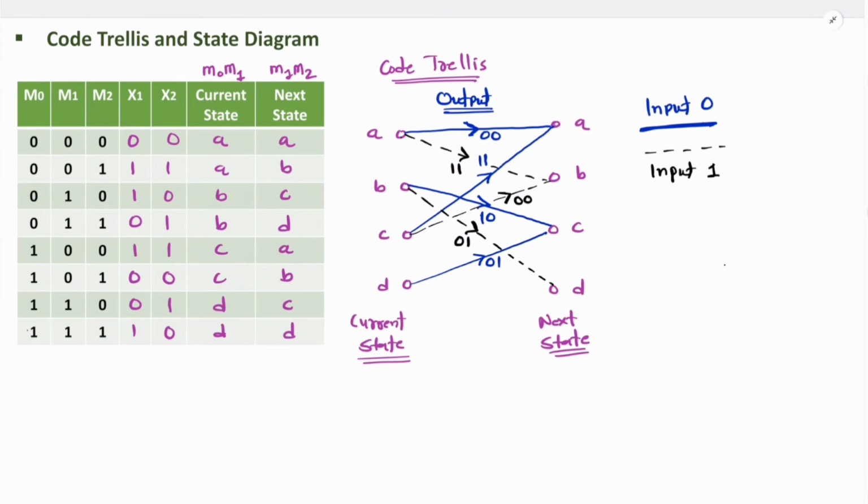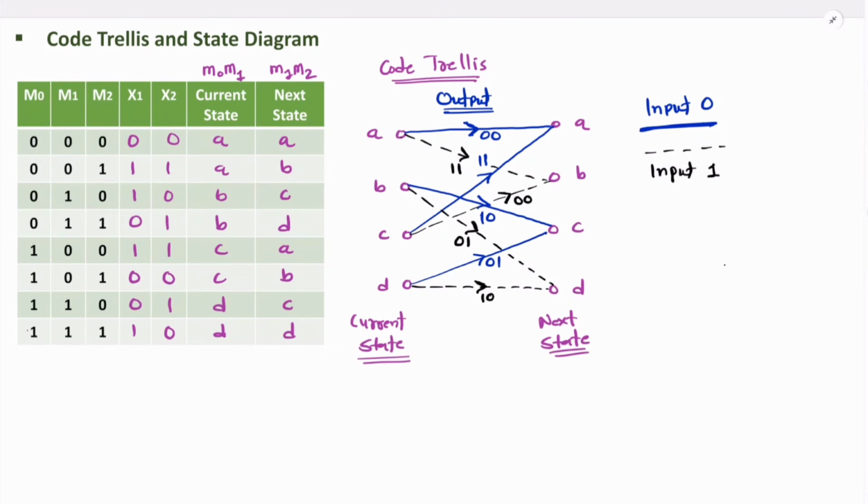Right. Now current state is D, input 1. If current state is D, input 1, next state will be D. So by dashed line, let me have a line from D to D, and output is 1 0. So here I'll note down 1 0. So that is how one can plot code trellis.